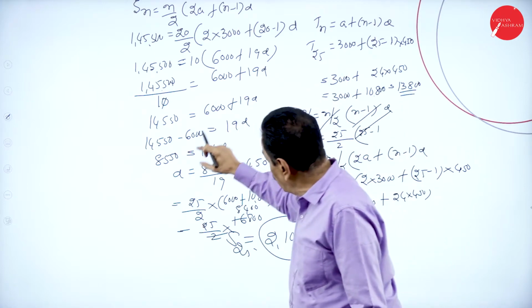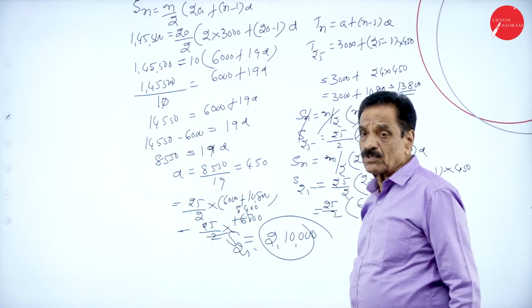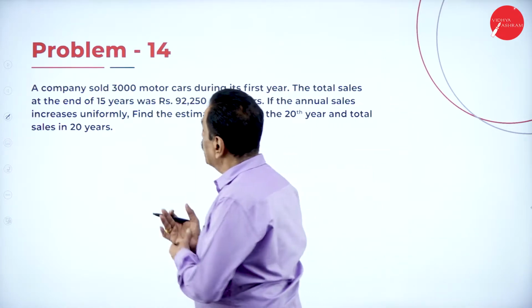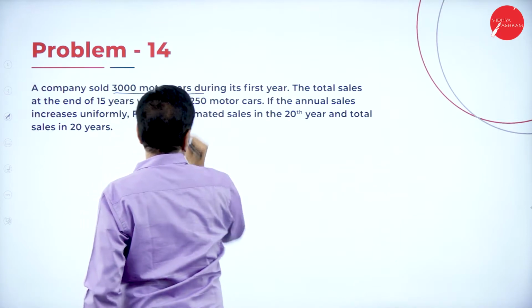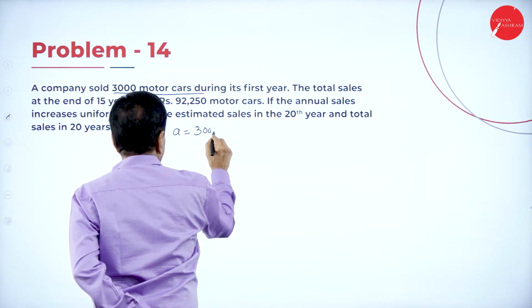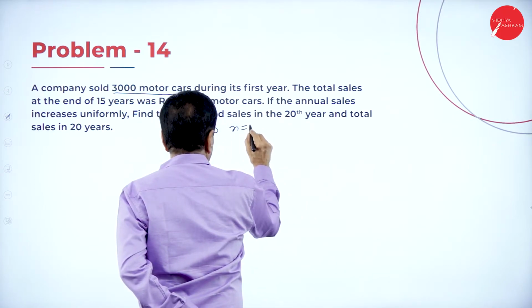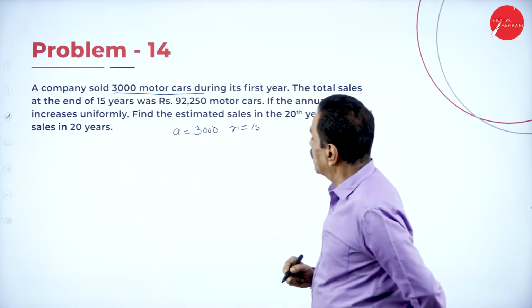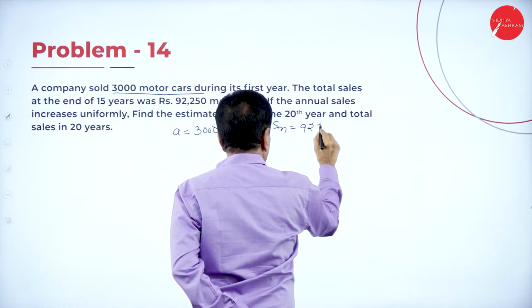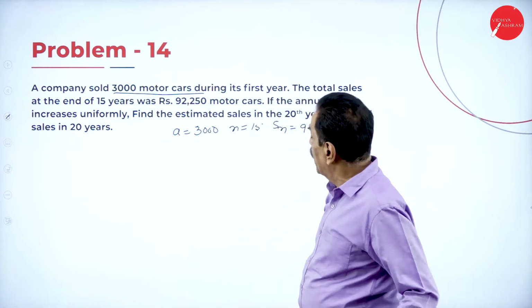So he asks first for 20 years, then he asks for 25 years. What is the 25th year? This is 13,800. Slowly you have to move. Next problem. A company sold 3,000 motor cars during the first year. At the same time, A is equal to 3,000. The total sale at the end of 15 years, N is equal to 15 years, and Sn is equal to 92,250. D is equal to what? Question mark.